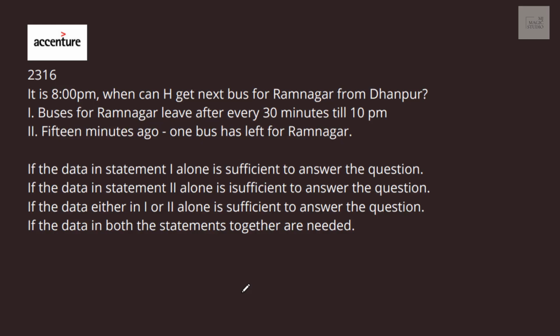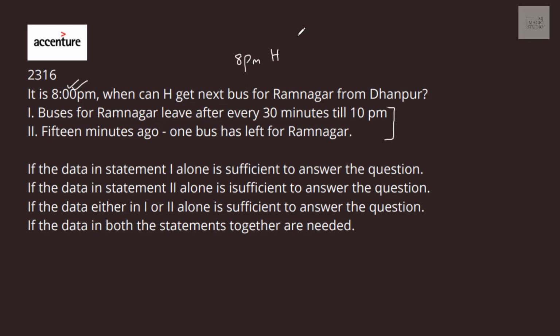One or two questions from data sufficiency are always there. There is a question and we need to find whether we would be able to answer this question with the help of these statements alone or together, or we won't be able to answer the question at all. So the question is: it is 8 p.m. now. When can H, who is standing somewhere, get the next bus for Ramnagar from Dhanpur?